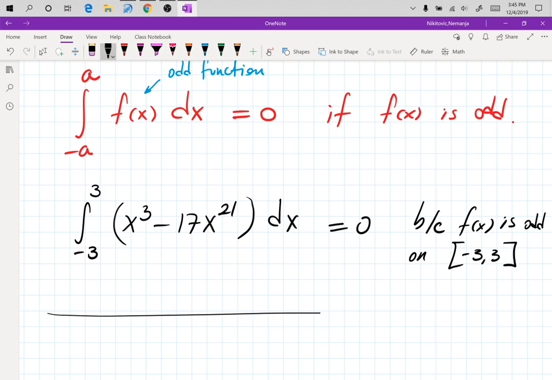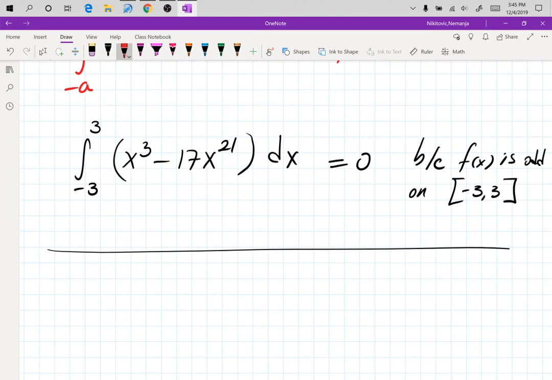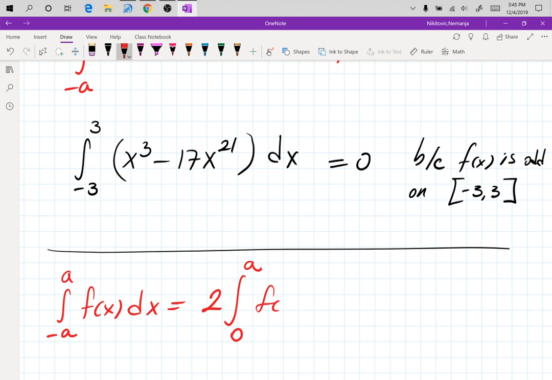The next formula is if you have an even function in there. So again, the integral from negative a to a of f of x dx is going to be 2 times the integral from 0 to a of f of x dx, if f of x is even.